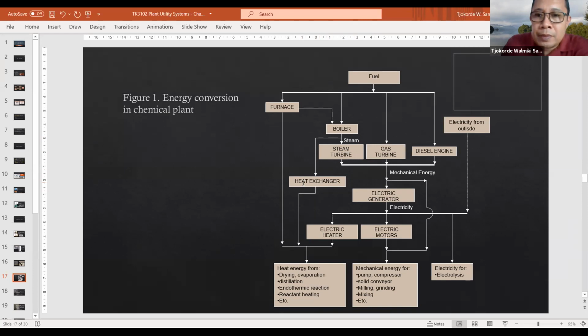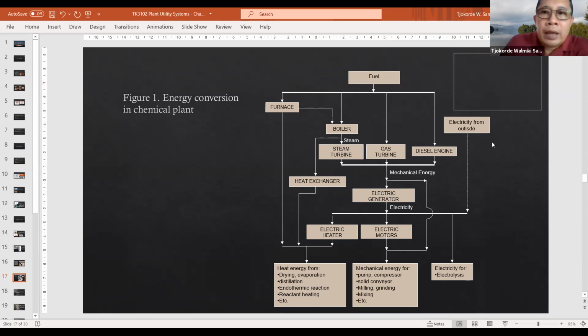And after you generate electric power here, then the power can be used in electric heaters. You can use it to drive electric motors and so on. So it all starts from fuel. So you can start to appreciate the strategic role of fuel in any chemical processing plant.